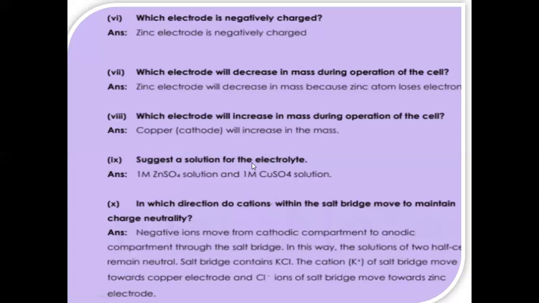In which direction do ions within the salt bridge move to maintain charge neutrality? Negative ions move from the cathode compartment to the anodic compartment through the salt bridge. In this way, the solutions of the two half cells remain neutral. The salt bridge contains potassium chloride salt. The potassium cation of the salt bridge moves towards the copper electrode and the chloride ion of the salt moves towards the zinc electrode.